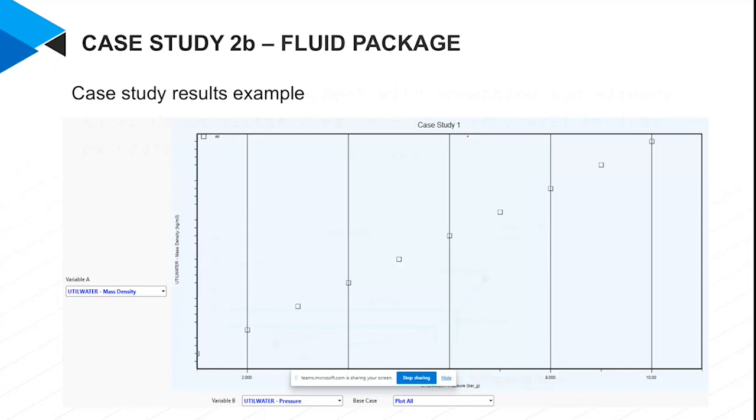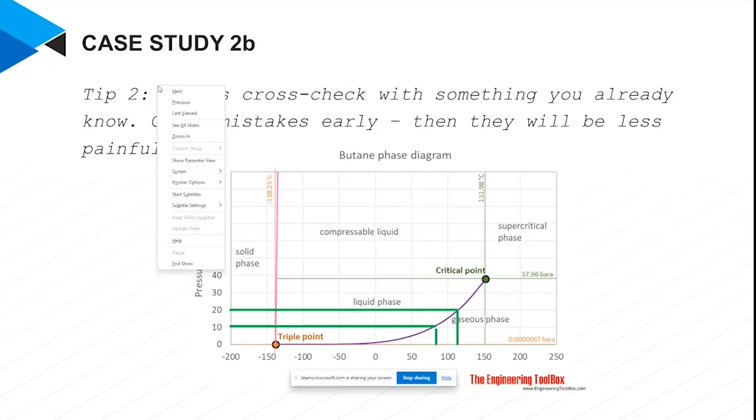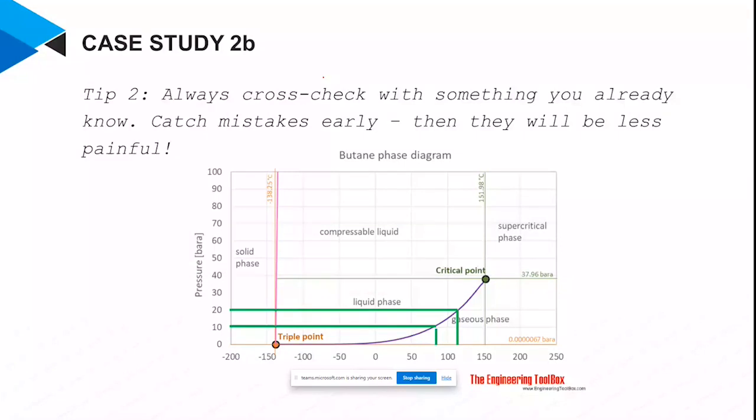All right. So the second tip I want to share is to always cross-check with something you already know before you proceed with any simulation. Because if you can catch your mistakes early, they will be much less painful in the future. You want to catch the mistake as early as possible. You don't want to catch a mistake at the end of the project when you want to submit to your lecturer or to your boss. Then you won't have the time to fix it.